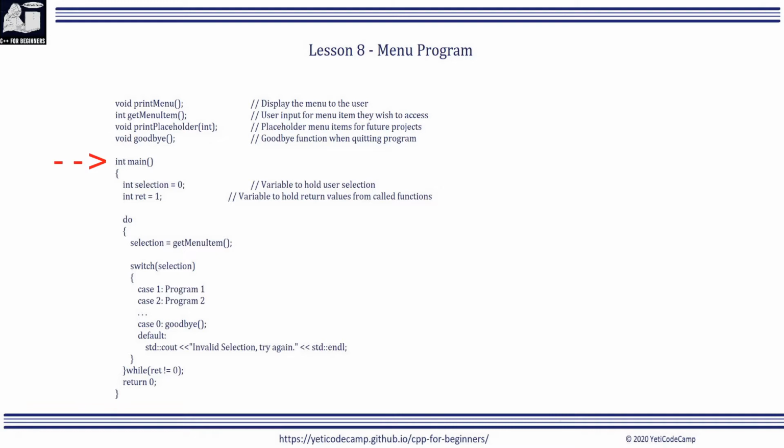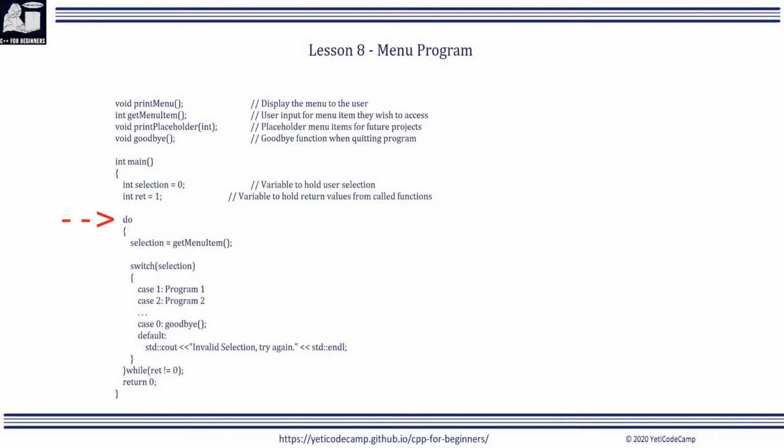Down in main, we will need 2 variables to start with. Int selection, which will initialize to 0. This will hold the menu selection choice returned from the getMenu function above. Second variable, int return or int ret, will hold the return value from our functions.